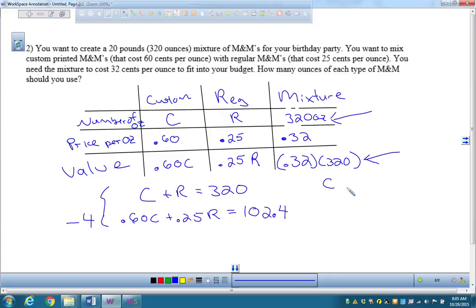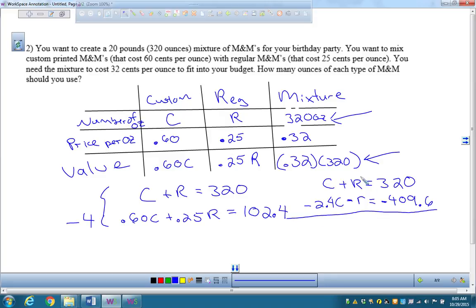So when I do this, I get C plus R. You could do it either way, but I multiply this, I get negative 2.4C, minus R equals, because 4 times 0.25 makes negative 1. So that makes negative 1R, which is the same as negative R. And 4 times this gives you negative 409.2. Did I do that right? 409.6. Thank you.